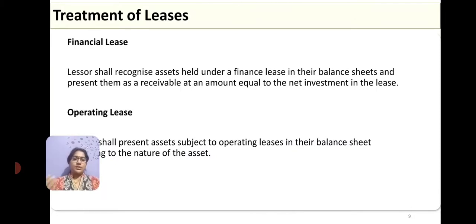The leaser who is sending the asset to the leasee recognizes the asset held under financial lease in his balance sheet and presents it as a receivable at an amount equal to the net investment in the lease. So if he is leasing out the asset, the amount that he is supposed to recover from the lease, he shows as a receivable in the balance sheet.